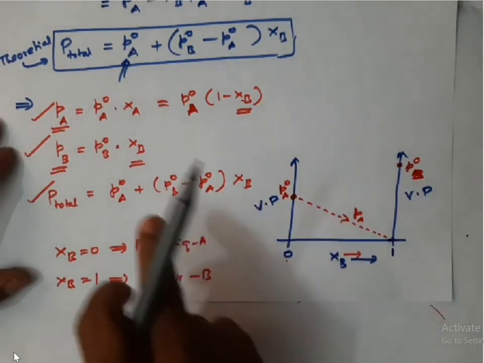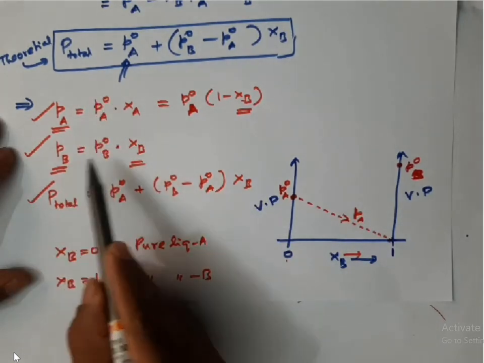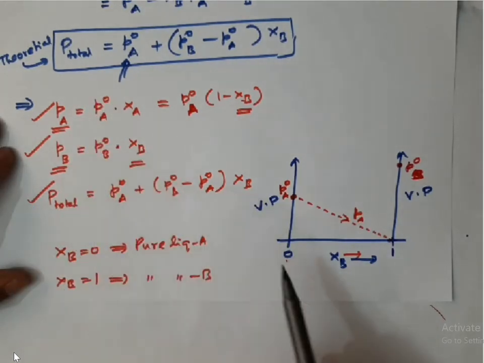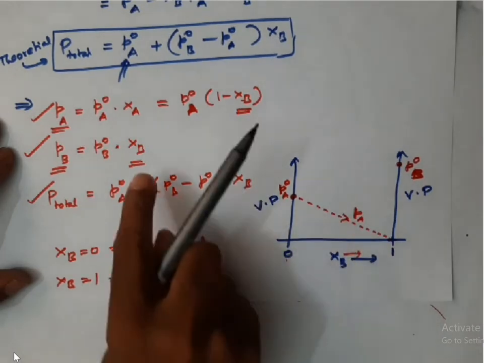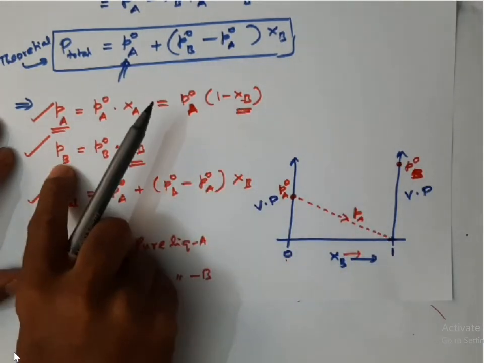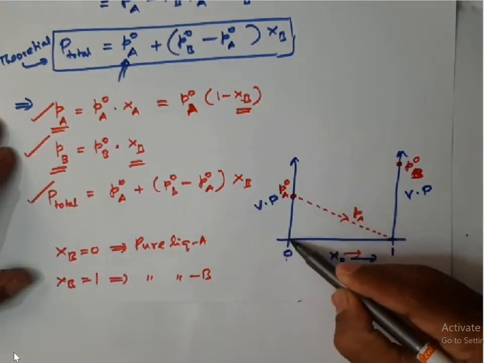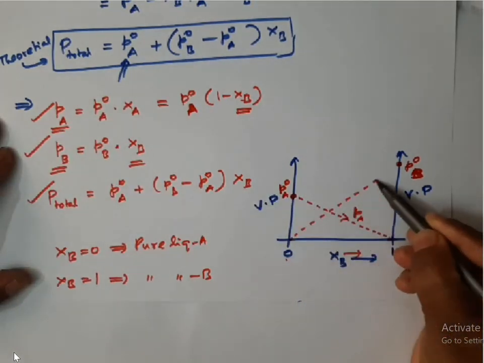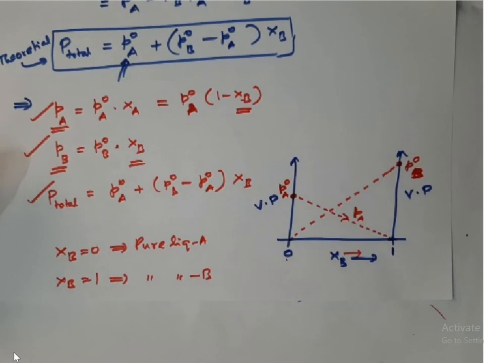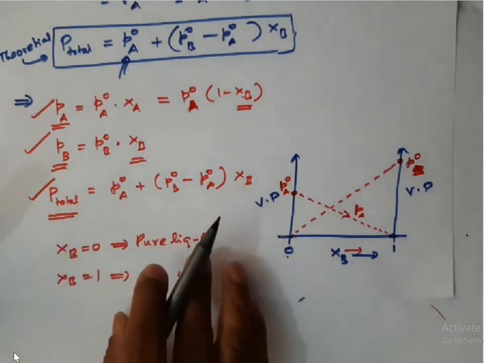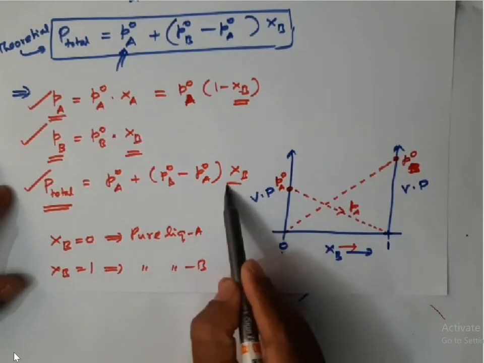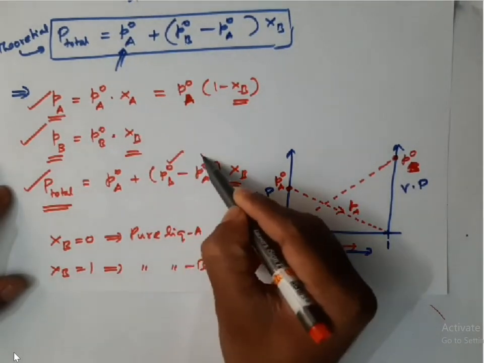Similarly, what about partial pressure of B? As xb increases, when we move from left to right, mole fraction of B increases. If mole fraction of B increases, vapor pressure of B also increases. Okay, what about the total vapor pressure? Theoretical total vapor pressure, as xb increases, you see these two.